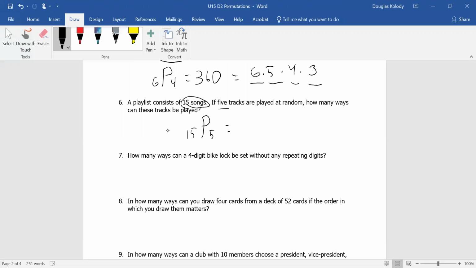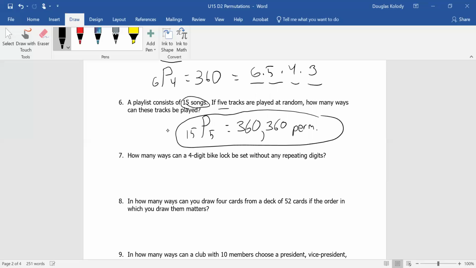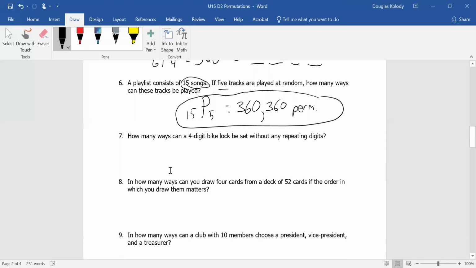You all know how to use this now on your calculator, so I'm just going to tell you 15P5 is a lot of ways. 360,360 ways. Or I'll say playlists. I'm just going to say permutations. But you got over 360,000 playlists if you're playing 5 out of 15 songs. That's a lot, right? You never thought about that.